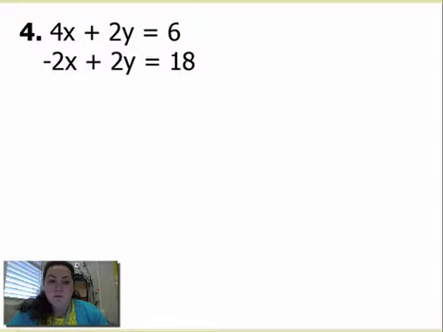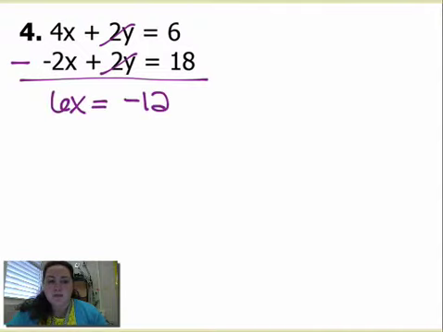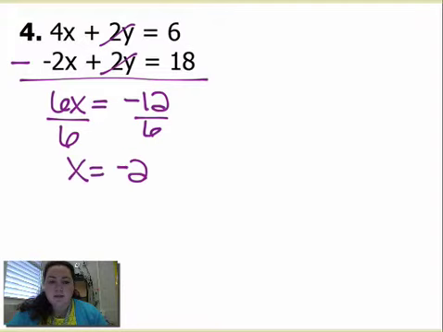Number 4. Alright, so this time my y numbers have the same coefficient of 2. And I want to subtract one of them. Okay, if they're the same sign, like positive and positive, I'm going to subtract. If one's positive and the other one's negative, then that's when you'll add the second equation. Alright, so my y's are going to disappear. They're going to subtract out. 4x minus negative 2x. So 4x plus 2x gives me 6x. And then 6 minus 18 gives me negative 12. Divide by 6, I get x equals negative 2.